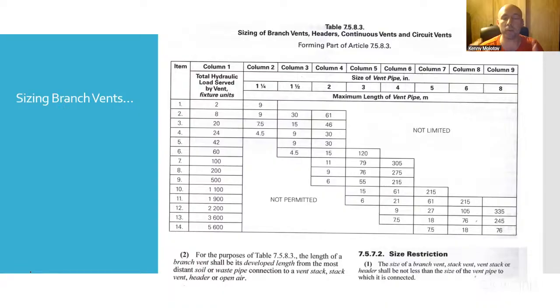But that was a very small snippet of what branch venting looks like in the plumbing code, both the national and the Ontario, that sort of thing.